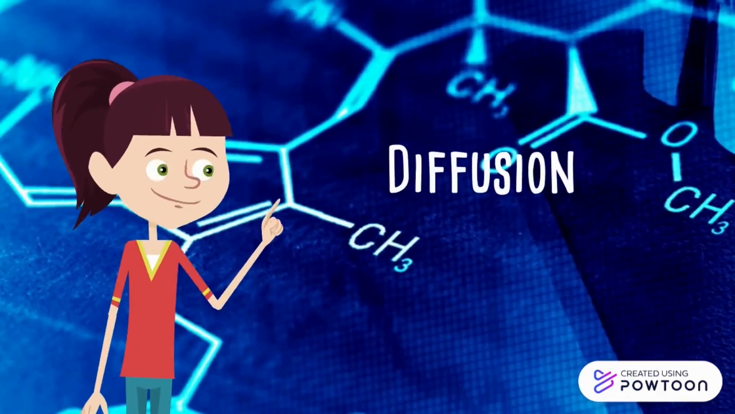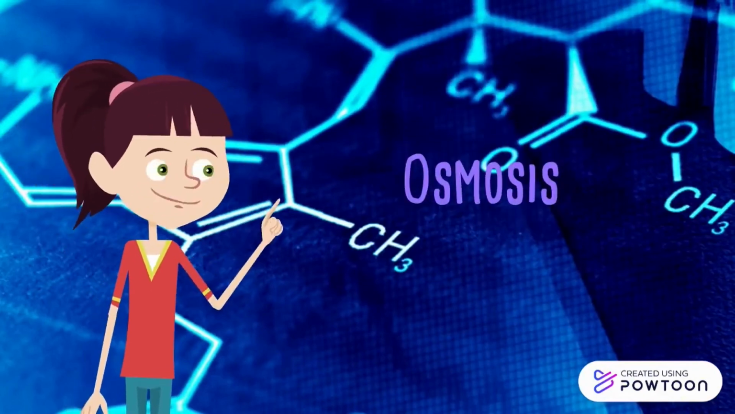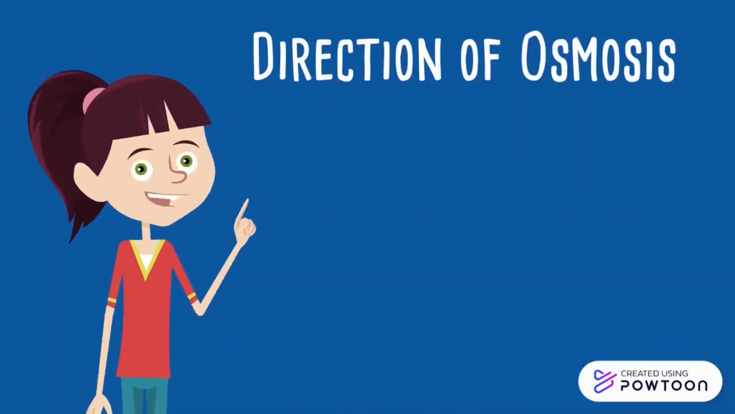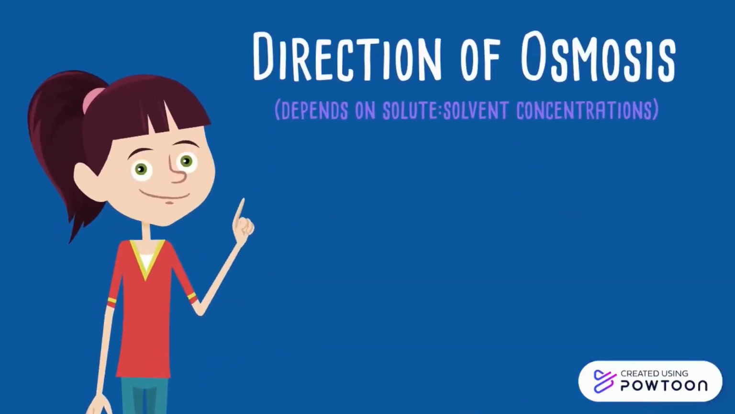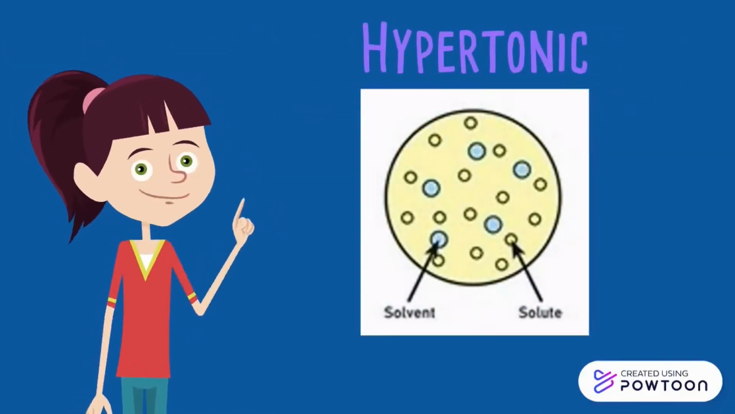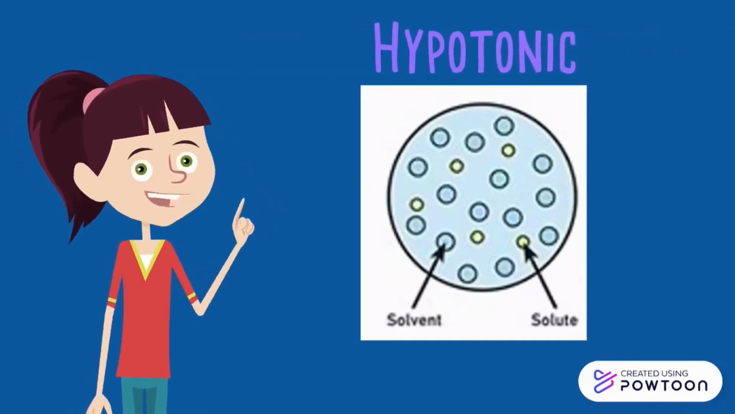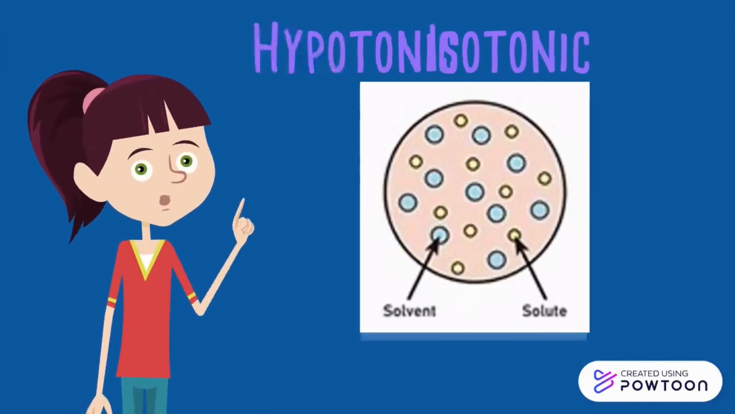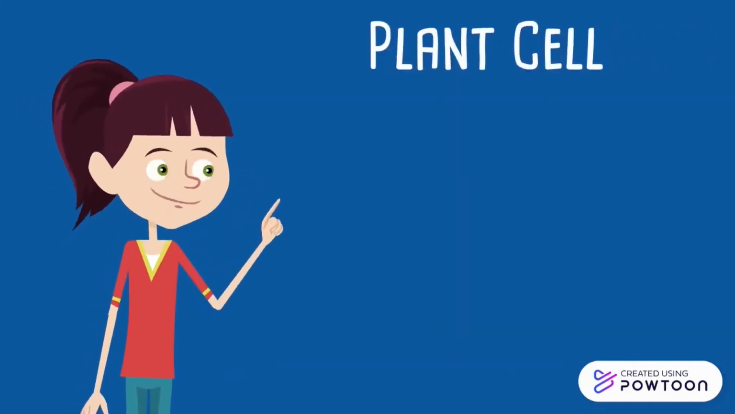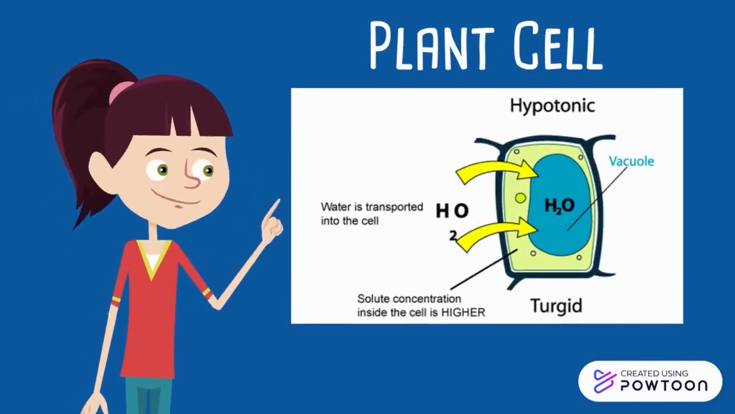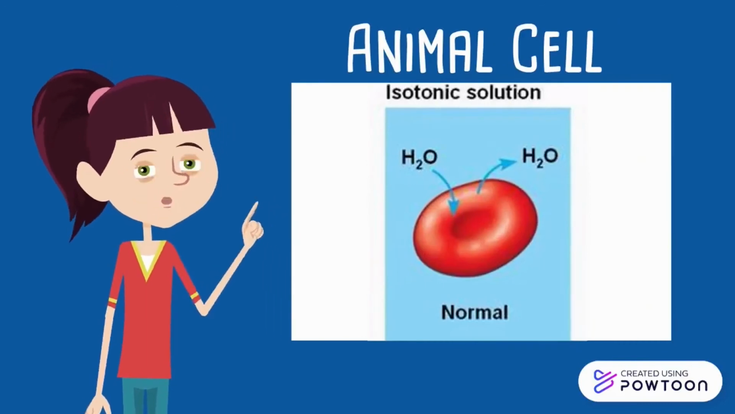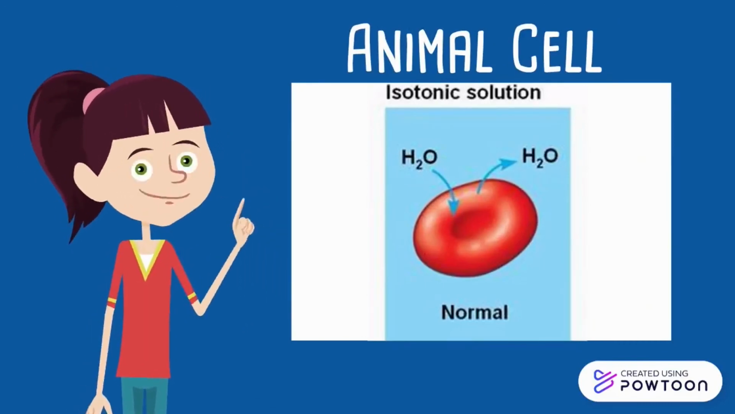So we talked about diffusion, but there's also osmosis, which is the diffusion of water from high to low concentration. The direction of osmosis is determined by comparing the total solute concentrations. When a cell is hypertonic, it contains less water and more solute. When a cell is hypotonic, it contains less solute and more water. And when it's isotonic, it contains equal amounts of water to solute. A plant cell is in its healthiest state when it's hypotonic, meaning it has more water than solute, while an animal cell is in its healthiest state when it's isotonic, meaning it has equal amounts of water to solute.